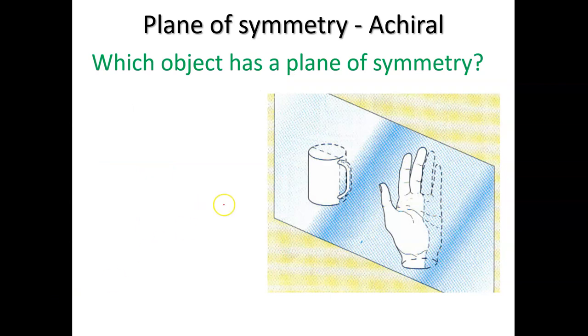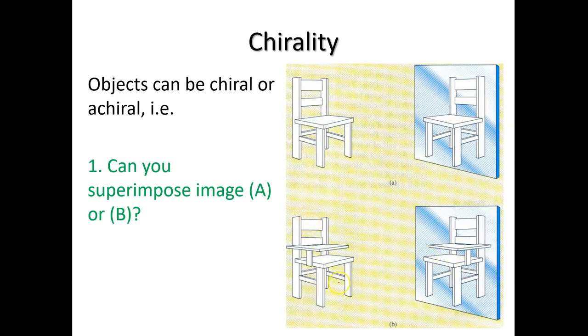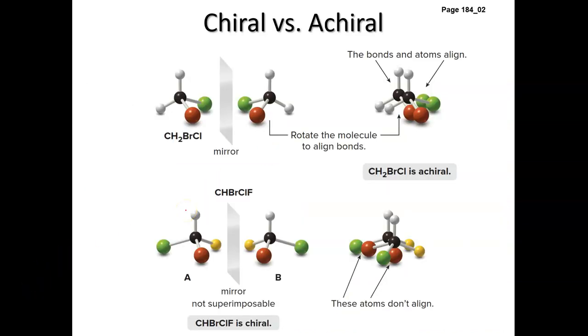Achiral things will often have a plane of symmetry. So this cup, for example, has a plane of symmetry down the middle. However, your hand doesn't have a plane of symmetry. If I cut this down through the middle finger, the thumb and the pinky are not the same. So that actually makes a difference. If we go back a slide, if I cut this chair down the middle, the right and the left side are not the same. However, if I cut this chair down the middle, the right and left side are the same thing.